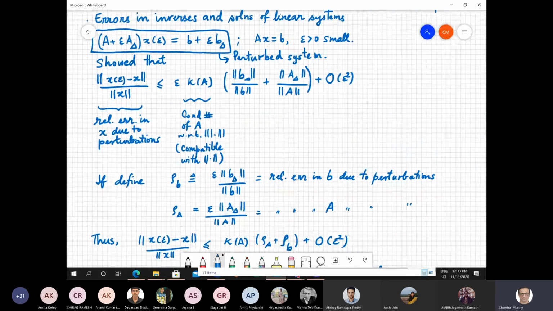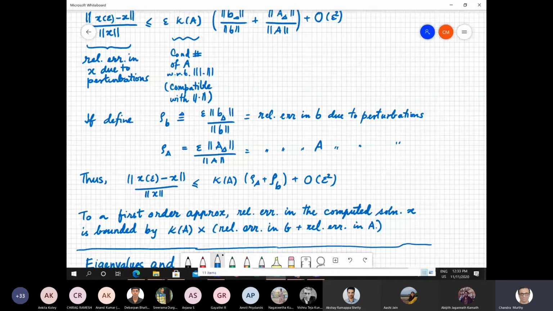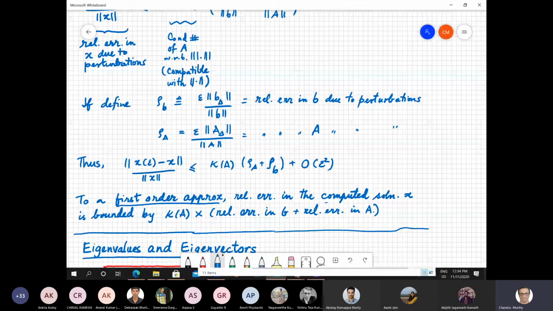As I mentioned, the relative error in B is epsilon times the norm of B delta divided by the norm of B. We'll call this rho B. Similarly, rho A is epsilon times the norm of A delta over the norm of A. Then we can upper bound this relative error in X as the condition number times rho A plus rho B, plus order of epsilon squared. So this is the punchline: to a first order approximation, the relative error in the computed solution X of epsilon is bounded by the condition number of A times the sum of the two relative errors. Okay, so that's where we stopped in the previous class.